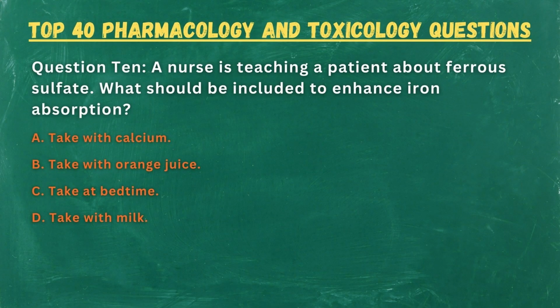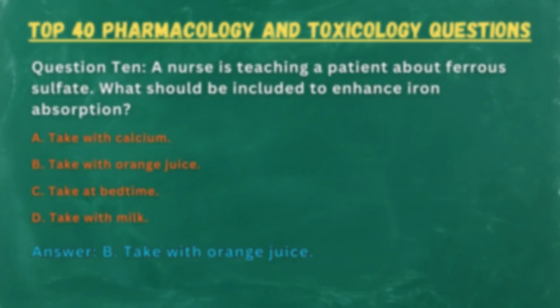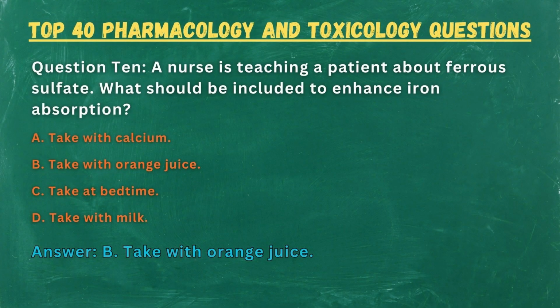Question 10. A nurse is teaching a patient about ferrous sulfate. What should be included to enhance iron absorption? A. Take with calcium. B. Take with orange juice. C. Take at bedtime. D. Take with milk. Answer: B. Take with orange juice.